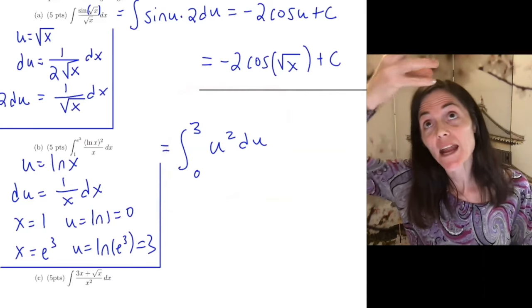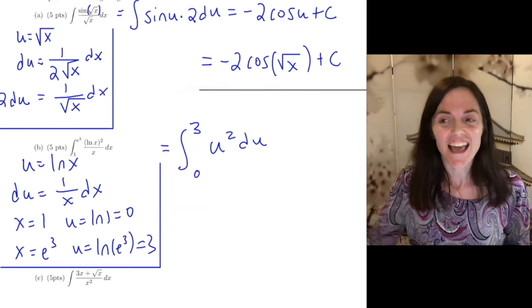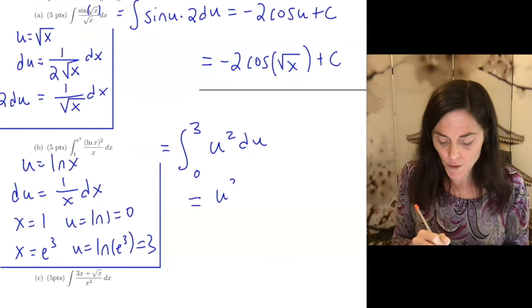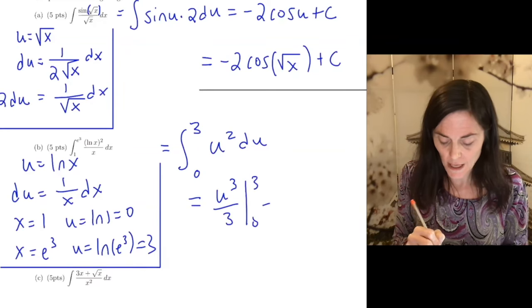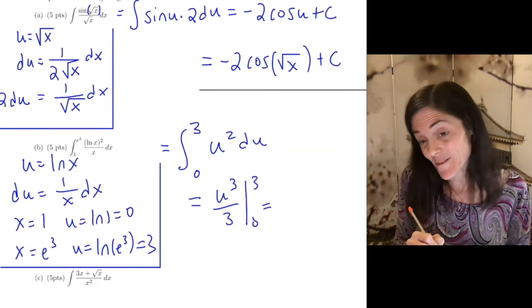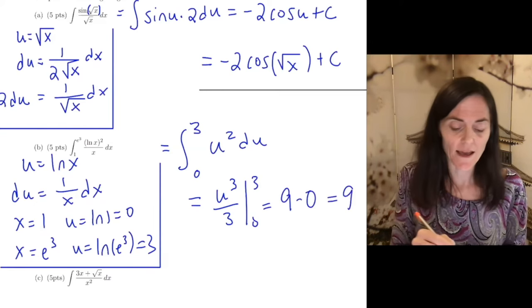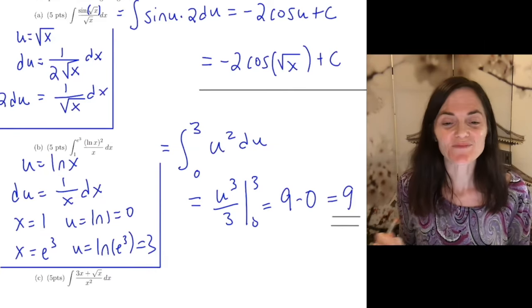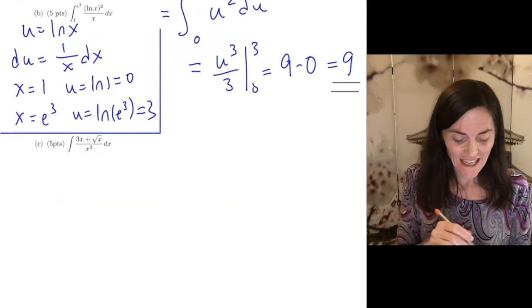Then I evaluate at a u upper limit of integration, a u lower limit of integration, and take the difference. So this is u cubed over 3, evaluated between 0 and 3. This is 27 over 3 minus 0. So we just get 9. This is our answer here. Now there's one more integral on this page.